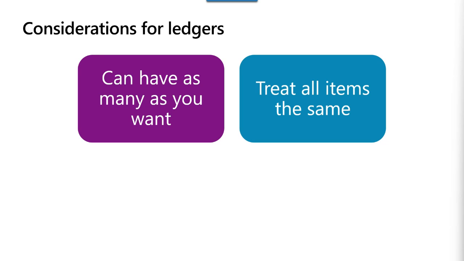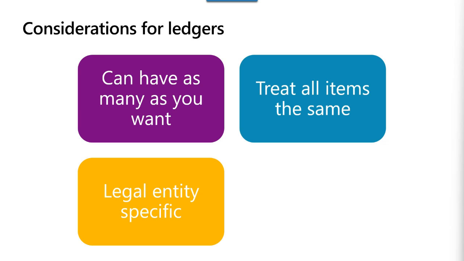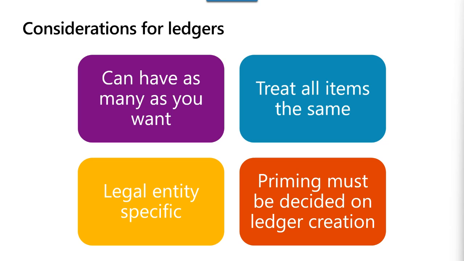If we have a ledger for average cost in euros, then all of our items will be valued in euros at average cost when we look at that specific ledger. Thirdly, ledgers are specific to a single legal entity. If you want to configure the same settings for multiple entities, it is perfectly acceptable to do so. Just know that you need one ledger for each entity you want to use those policies in. And lastly, I want to stress if you need to do priming, it must be done when you're creating the ledger and before any new transactions are processed.